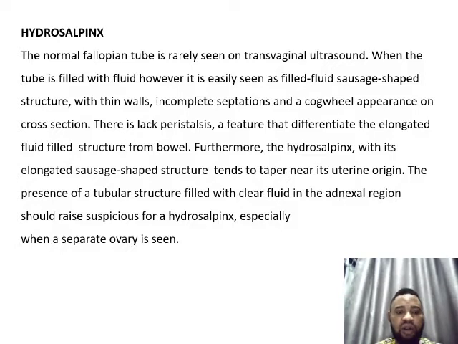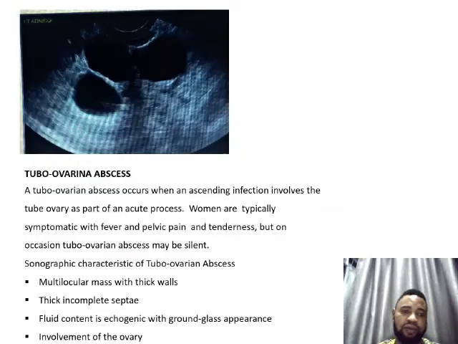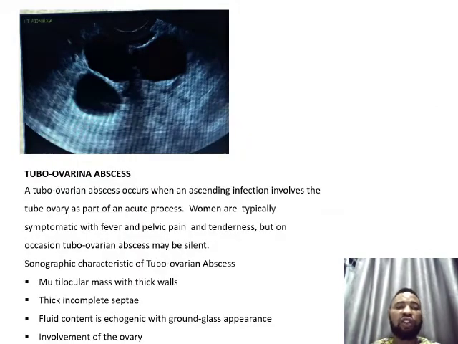The presence of a tubular structure filled with clear fluid in the adnexal region should raise suspicion for hydrosalpinx, especially when a separate ovary is seen. This image shows the different tubular structures, anechoic, which is a feature of hydrosalpinx.